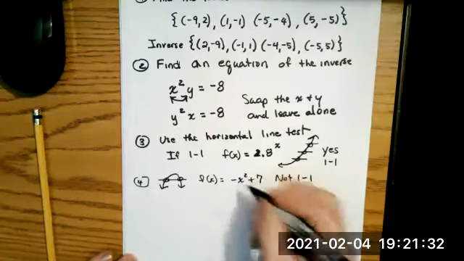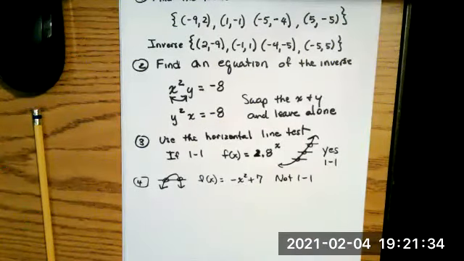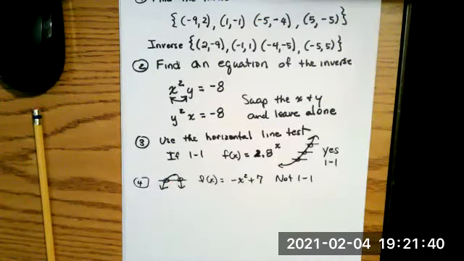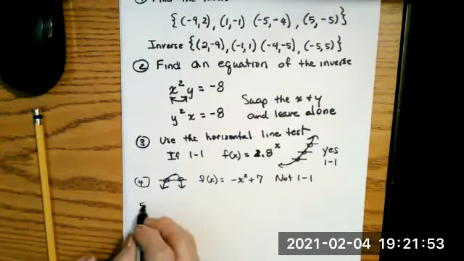Now notice it's upside down because it's negative. Remember that? Squared because it's a parabola. Plus 7 means this top point up here is going up to 7. And if I wanted to let it be 1-to-1, I would have to restrict it by saying let x be greater than or equal to 0. But it didn't ask me to do all that yet.